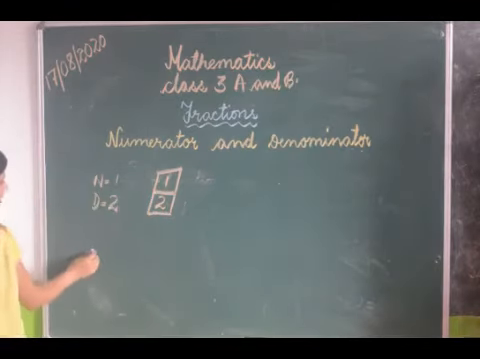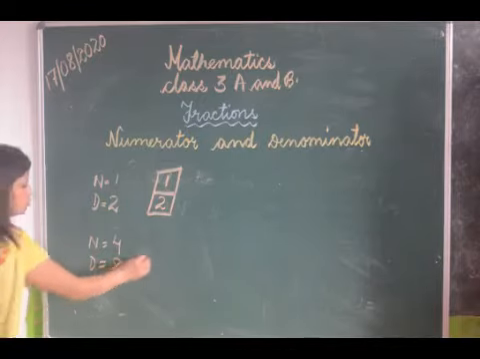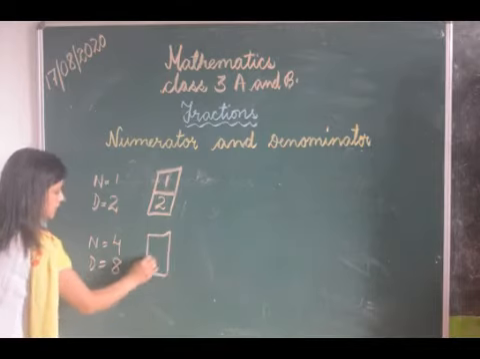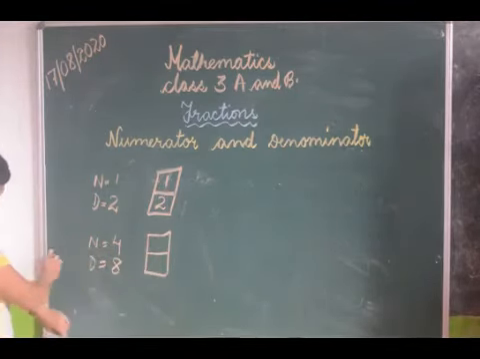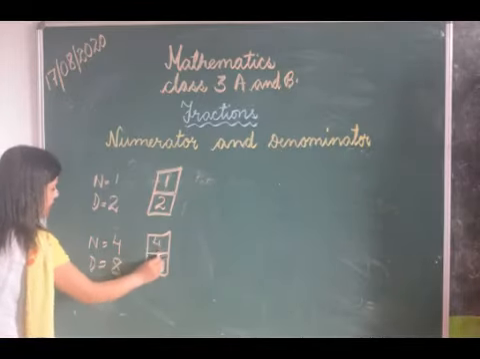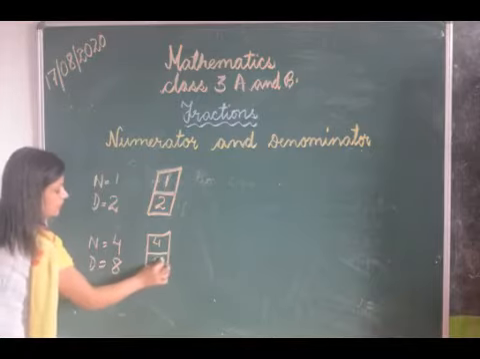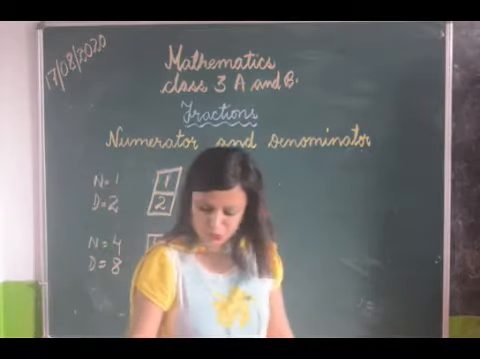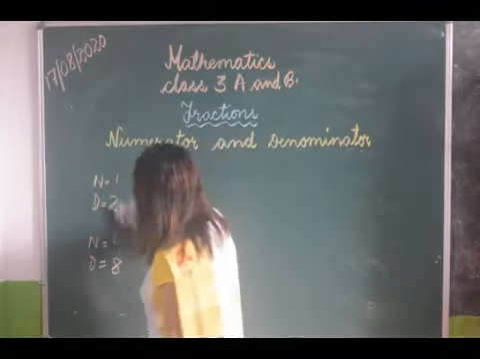Another example, suppose numerator is 4 and denominator is 8. How do we write it as a fraction? This is a fraction bar. Numerator is 4, that always goes above, and denominator is 8, that is below the fraction bar. Alright, this is how we do. Now we have more things to learn in this topic.